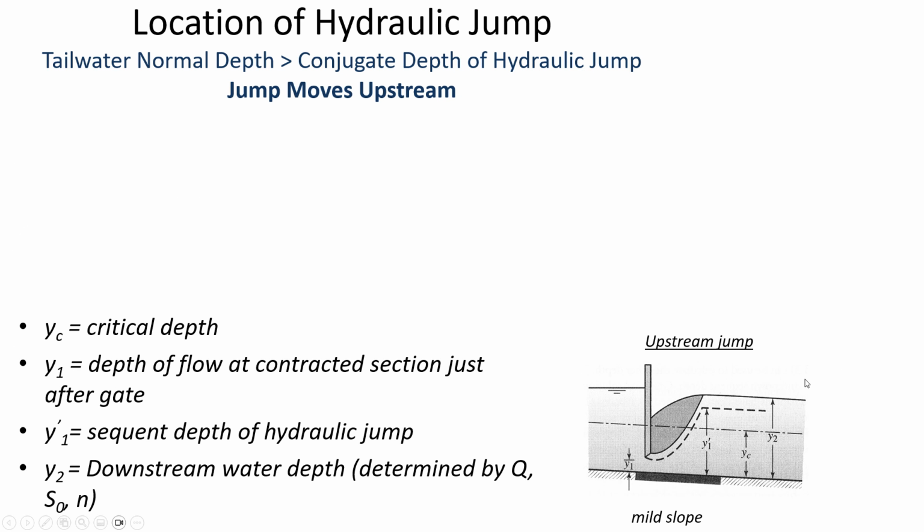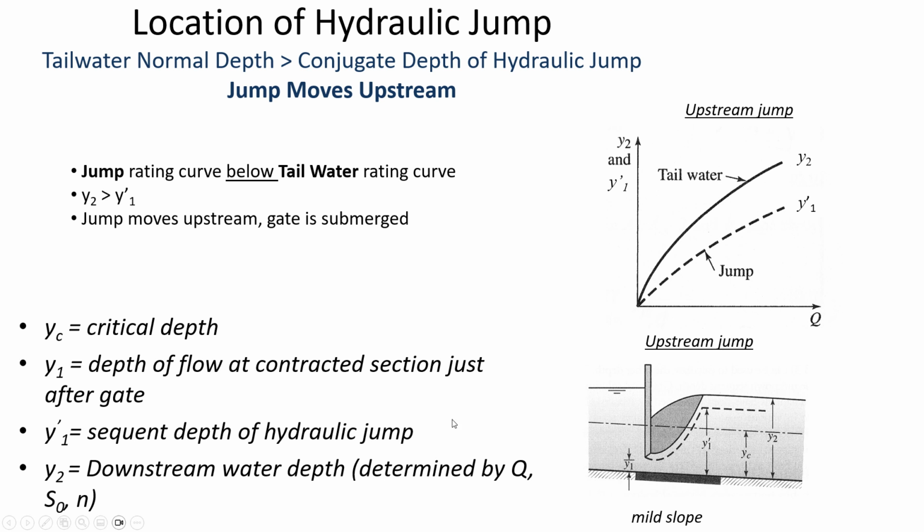Then this is the opposite case of running away from the gate: the hydraulic jump actually moves upstream, approaches the gate, and the hydraulic jump will be drowned here if the jump rating curve is less than the tailwater rating curve. What this means is that for a certain flow rate, think about drawing a vertical line up from the horizontal axis, the tailwater needs more depth than the hydraulic jump does.